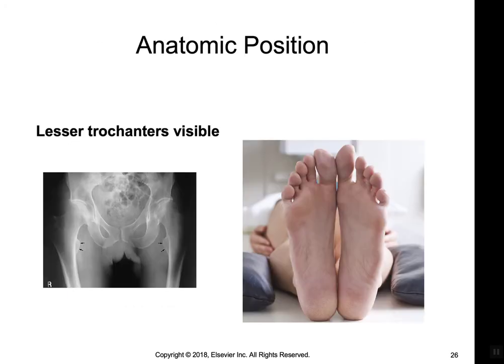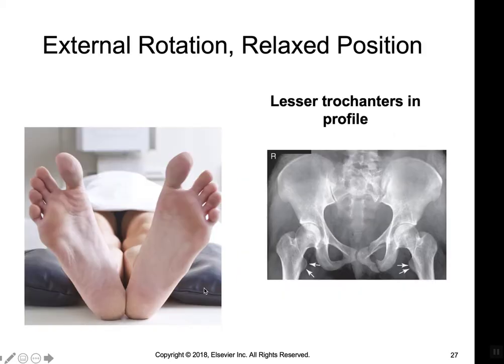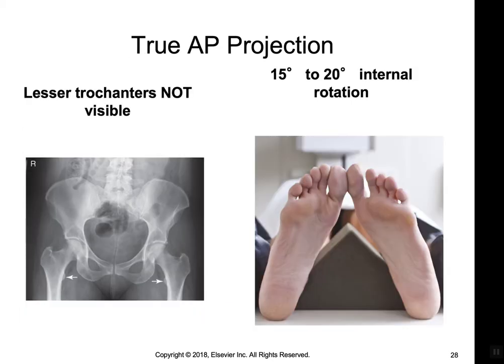So anatomic position, lesser trochanters are visible. Right here, the feet are up and down. External rotation, that's the relaxed position. They are in profile. You can see them. And then true AP projection, lesser trochanters are not visible. 15 to 20 degrees internal rotation.